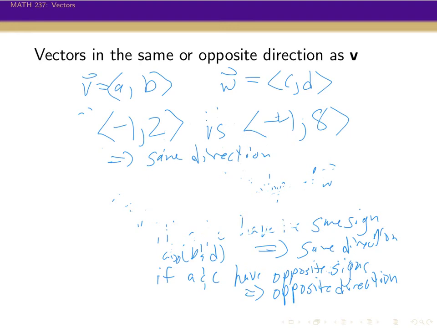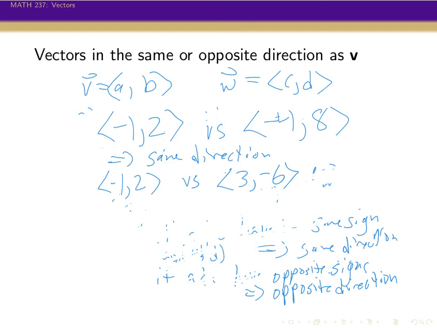On the other hand, if we did, let's clear out some more space. I don't know why this eraser is being so poor right now. If we did minus 1, 2 versus 3, minus 6, so we calculate the slope here, we get minus 2 again, but now the first one has the x component positive, and the second one the x component negative, and so these are in opposite directions.